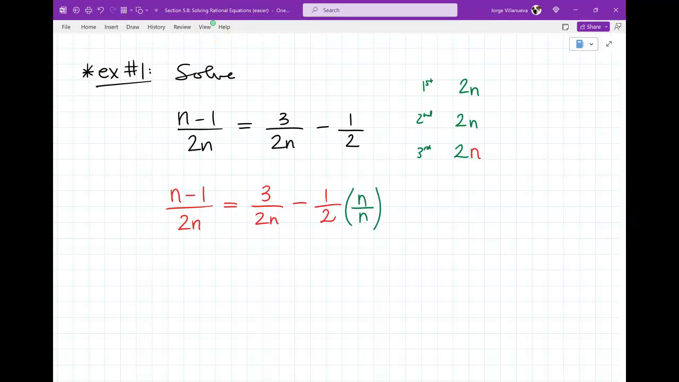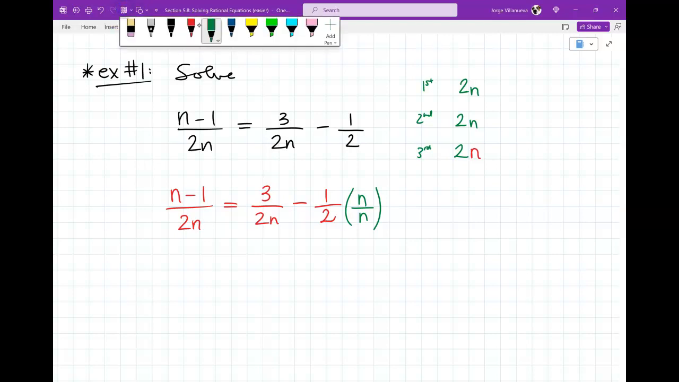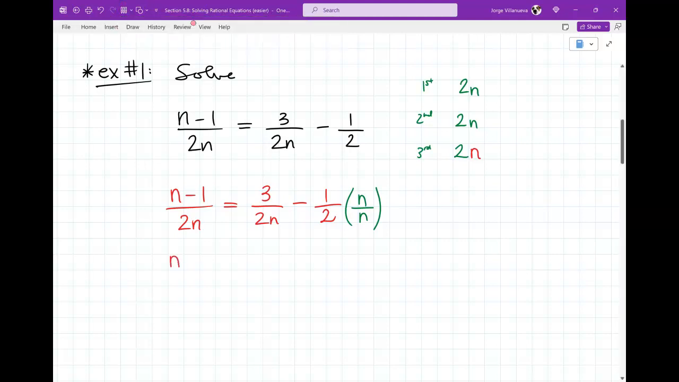That's going to make it so that all the denominators match. And once I do that, I feel a lot better because it becomes a little bit easier to do the work. So here we go. I'm rewriting everything, but at the very end, I'm going to write n over 2n.